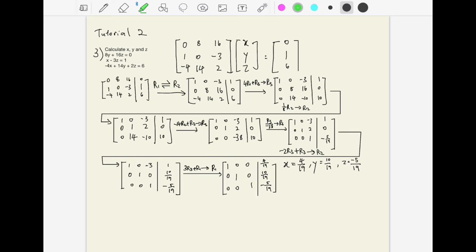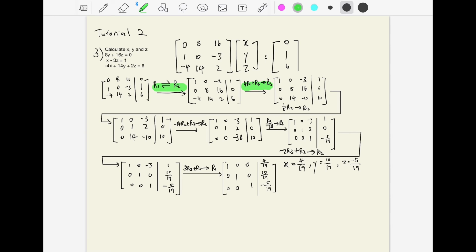Now I will go through the question 3. The question 3 is to calculate the x, y, and z in the equation below. So like the same, I write the matrix form of the equation. Then I apply the elementary rows operation. So first I interchange the r1 with r2. Then I use 4r1 plus r3, substitute into the new r3.